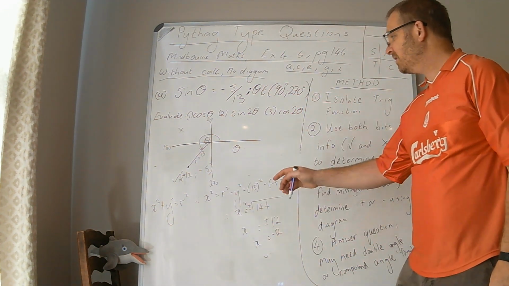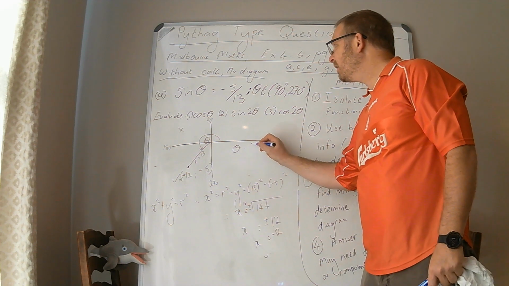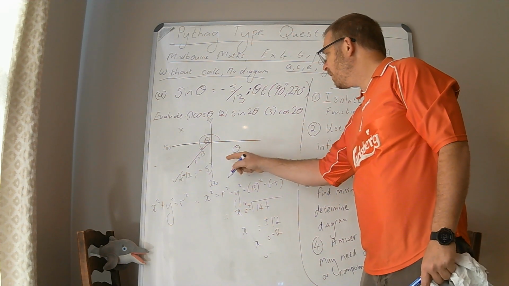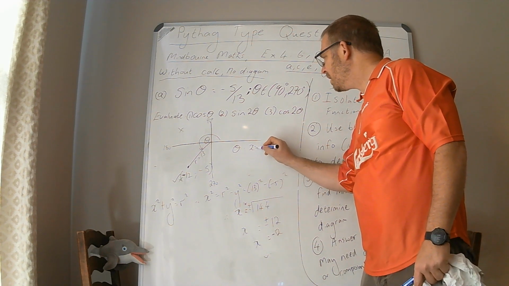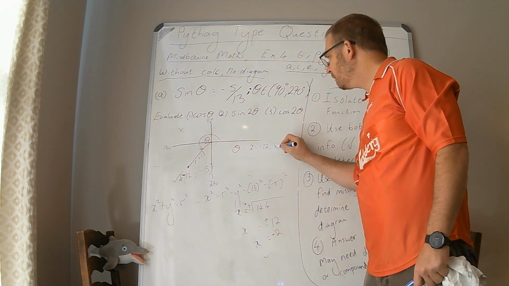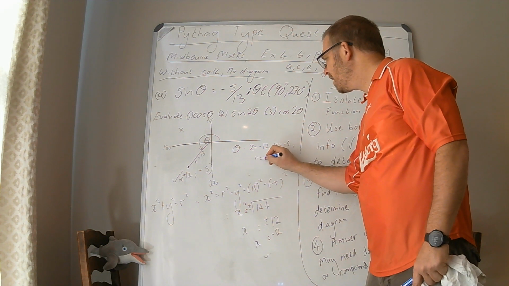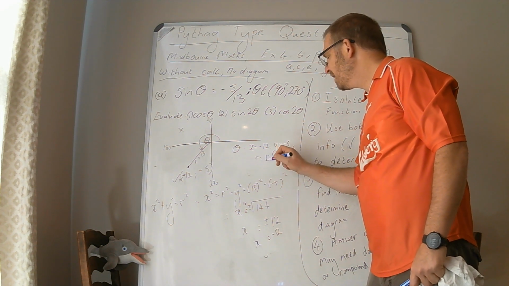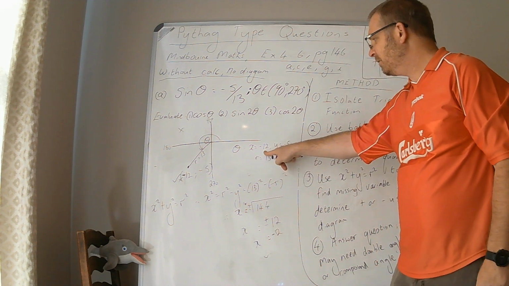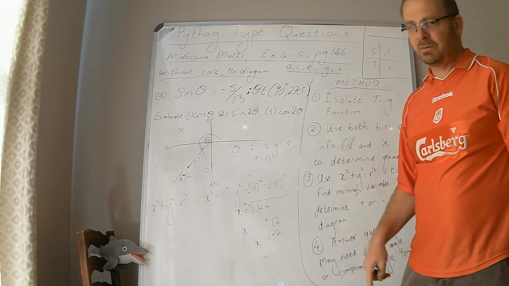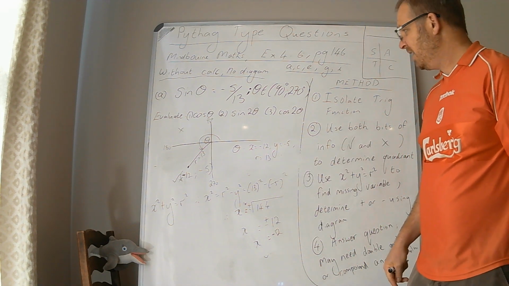Okay, what I know is for angle theta, if the x coordinate was negative 12, then the y coordinate would be negative 5, and the radius would be equal to 13. Remember, x in fact could be negative 24, then y would be negative 10, and r would be 26. It's just those ratios, right?